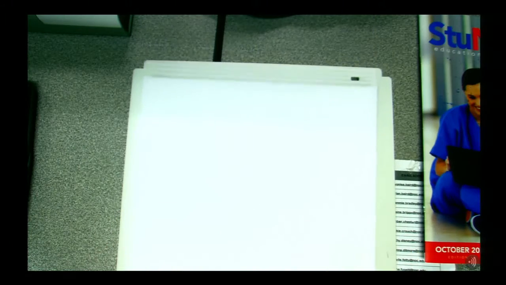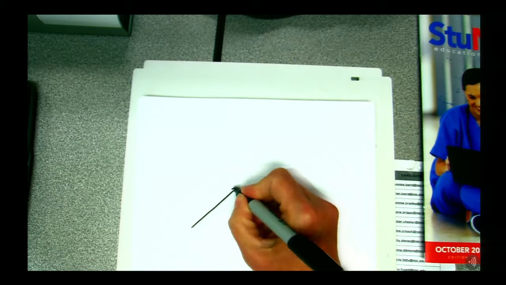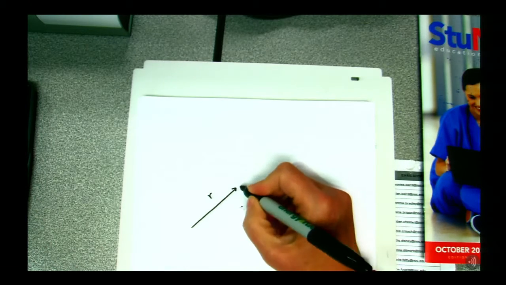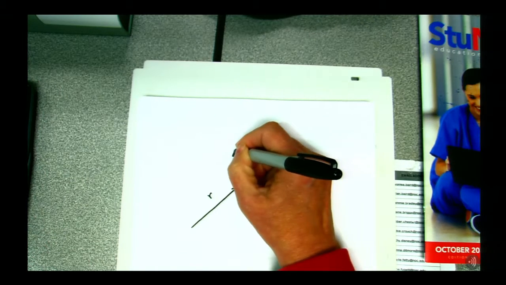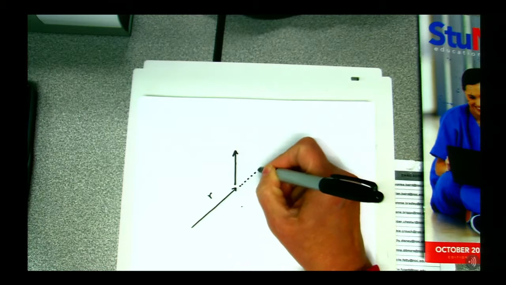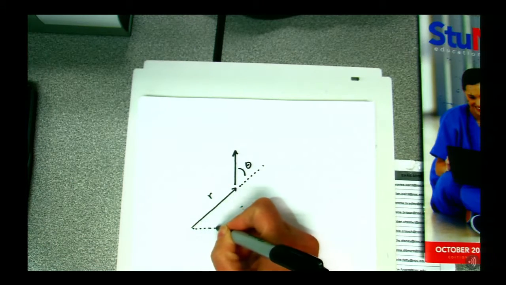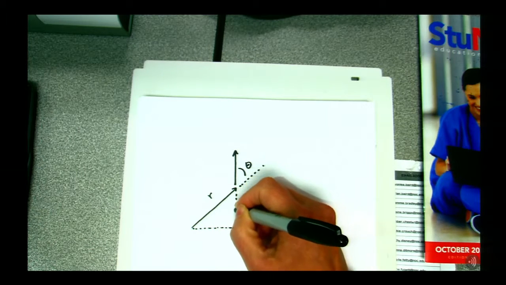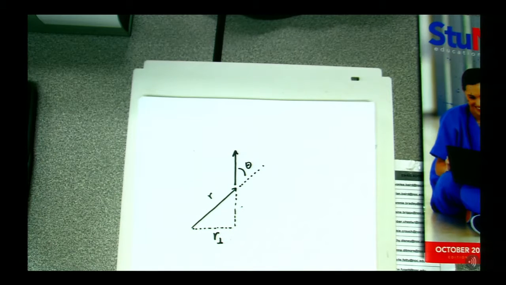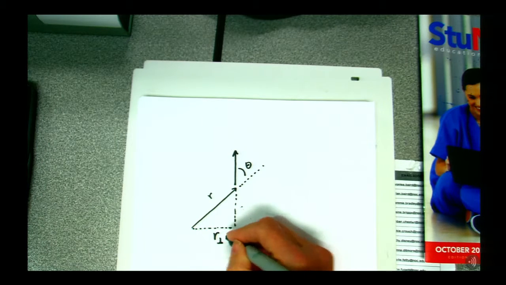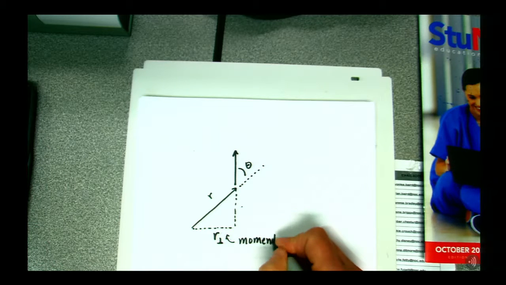So one of the things that you can look at, if I have my R vector and I've got my force vector, this is going to be my angle, but then I can look at it as this, and this is going to be R perpendicular, and this becomes what we call the moment or lever arm.